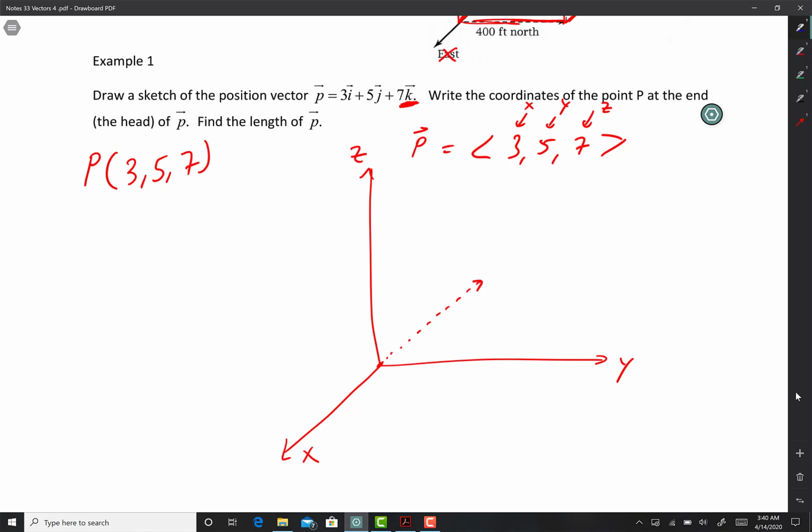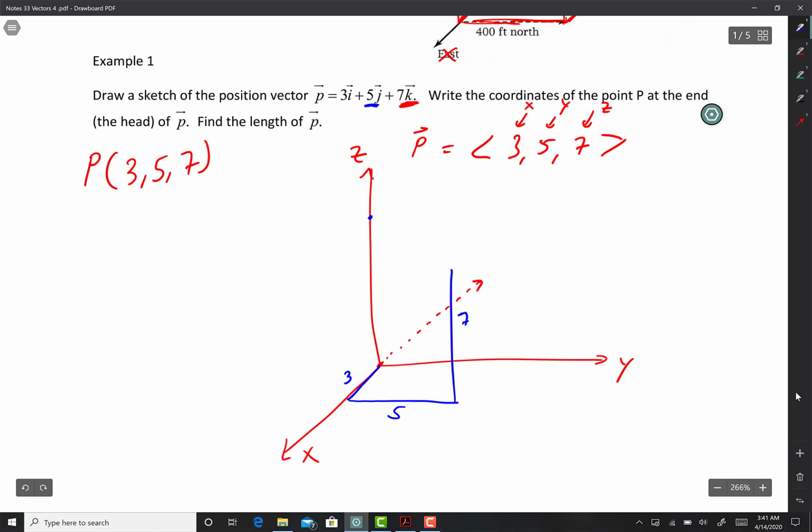All right. So 3i. So 3 in the x. So I'm going to go 3. So there's 3. And then it says 5 in the y direction. So I'm going to go 5. So maybe I'm exaggerating, but there's 5. And then I'm going to go 7 up. So 7 up. I'm going to call that 7.